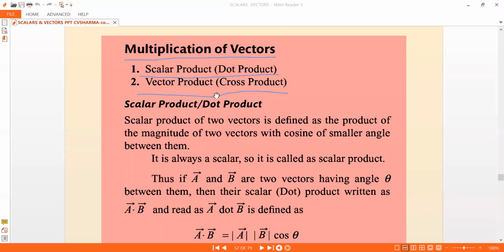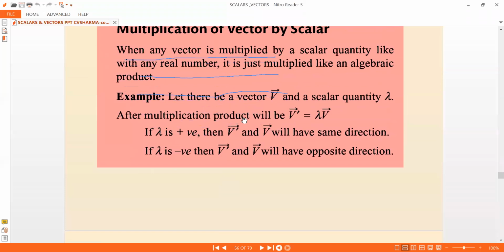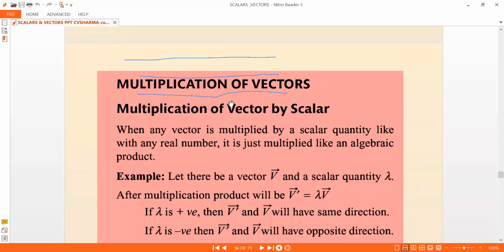Just prior to that, I want to tell you about one slide which I forgot. In the multiplication of vectors, the first part is the multiplication of a vector by a scalar. That's the first part which I have to discuss. I forgot about that. So what is that? When a vector is multiplied by a scalar quantity, like any real number, it is just multiplied by an algebraic product. So that's the idea.